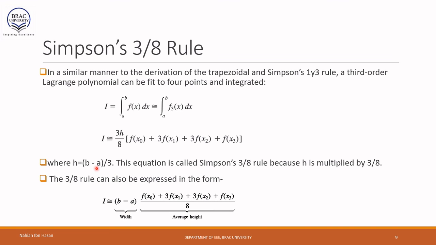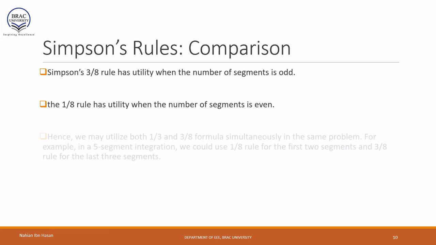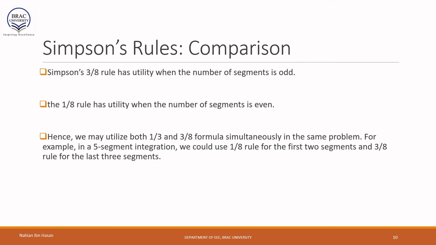So Simpson's 3/8 rule can be easily expressed in this notation. We have just substituted the value of h here. As a result, this is the notation of Simpson's 3/8 rule with just one segment. We can easily go for a higher number of segments. Let's say we have n segments. We can easily form the general equation of Simpson's 3/8 rule. Remember, Simpson's 3/8 rule is good whenever we have an odd number of segments, while Simpson's 1/3 rule has utility whenever we have an even number of segments.